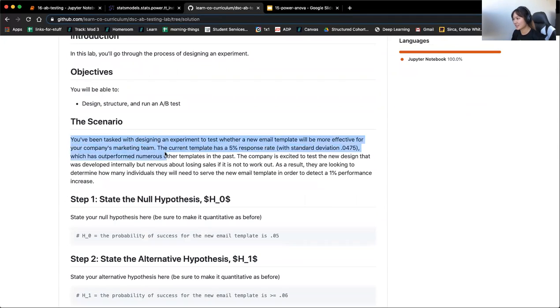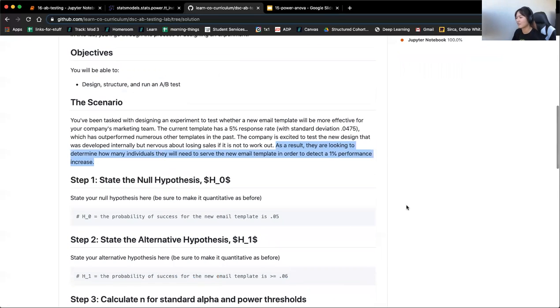Here, we're designing an experiment to test email templates and response rates. Currently there is a 5% response rate, which is great, but they're doing a new design that wants to look for a 1% performance increase. They want to see how many people they will need to include in their A/B test to detect a 1% increase. In this case, I'm not sure, they're probably solving for power.